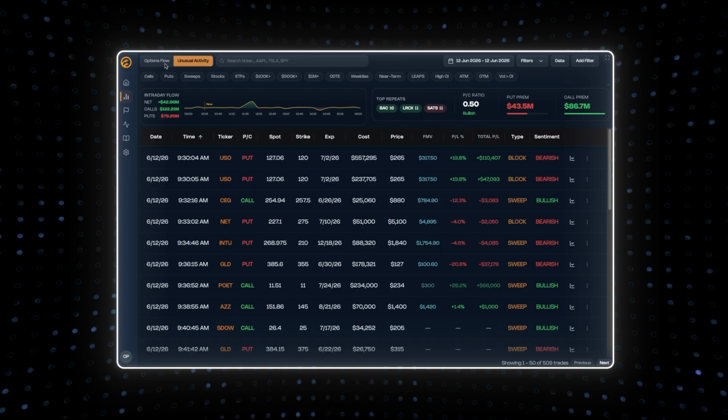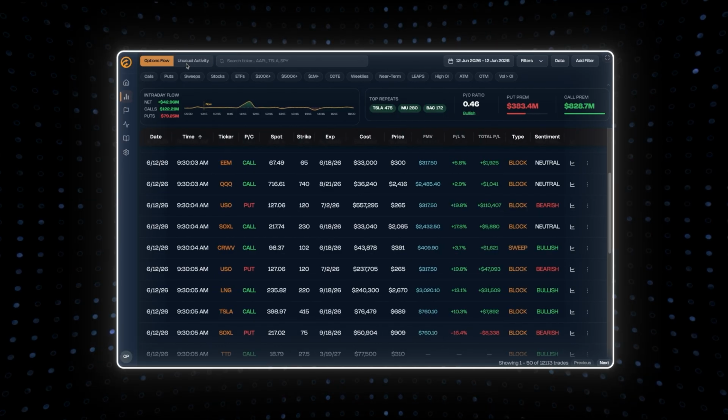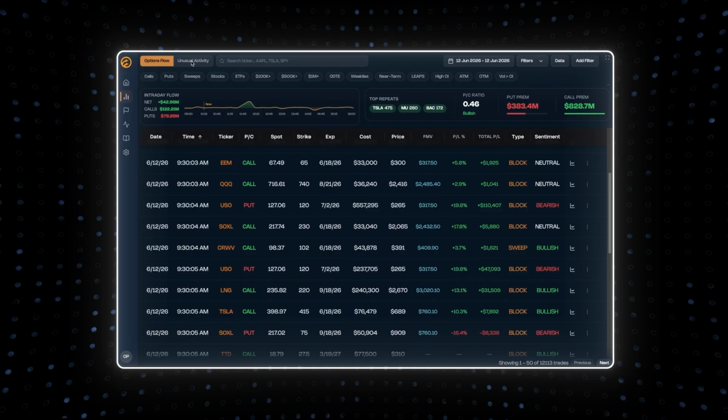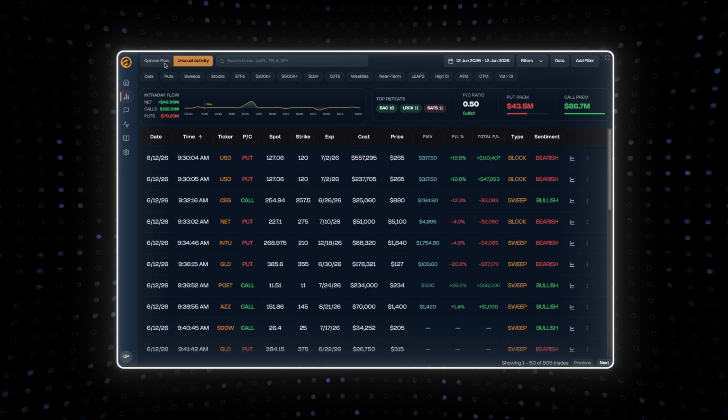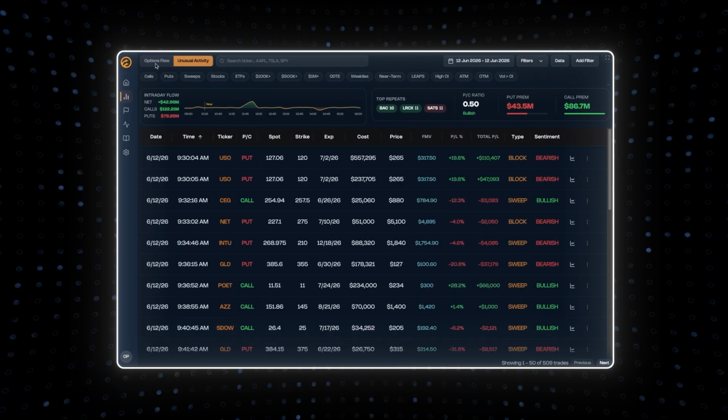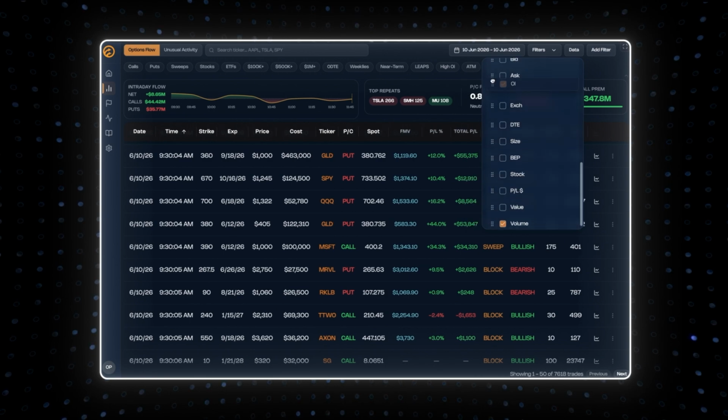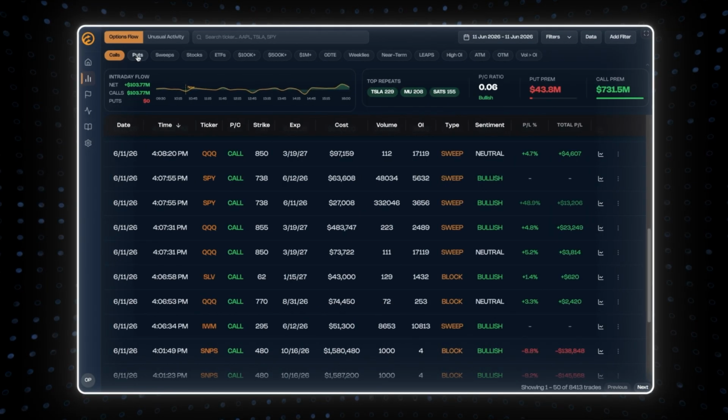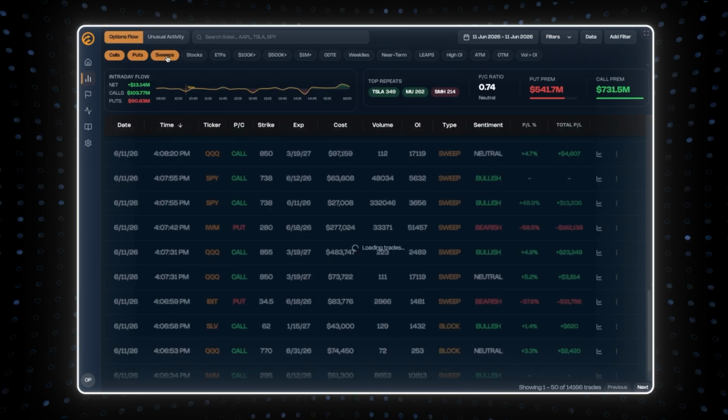You can use the main Options Flow feed to watch the market more broadly, or you can use the unusual activity feed to focus on trades that may stand out more. The Flow Scanner makes it easy to filter through the noise. You can search for stocks you are watching. You can look for larger trades.